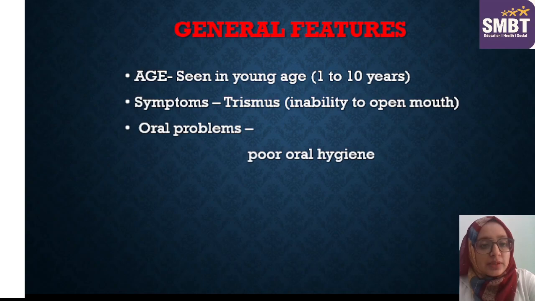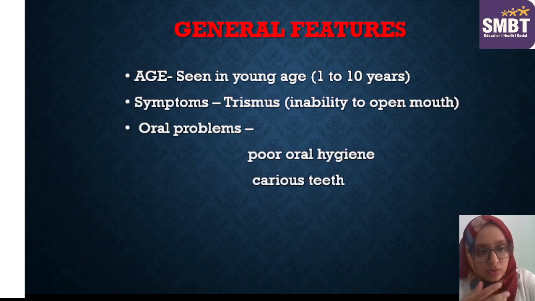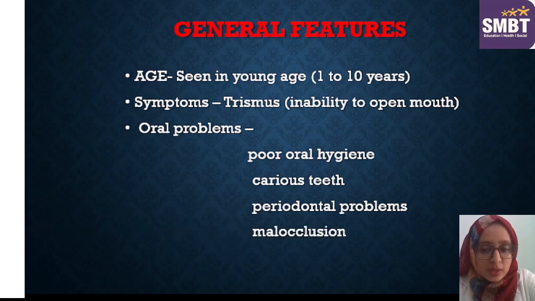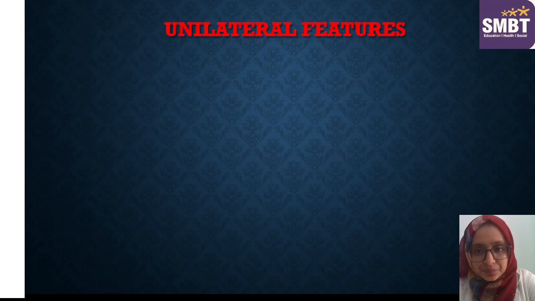Oral problems related to ankylosis cause the trismus. The first and most common is poor oral hygiene. Why poor oral hygiene? Because they are not able to maintain hygiene by brushing, because of the inability to open the mouth. This leads to carious teeth and periodontal problems. Malocclusion is again something we'll see ahead, why it is manifested in the ankylotic patient.